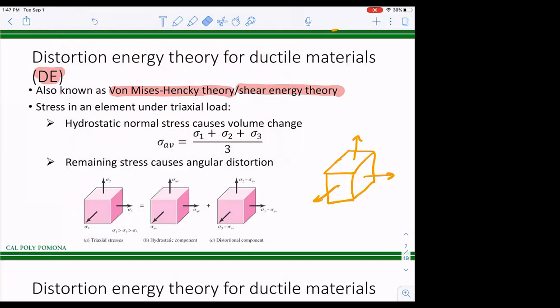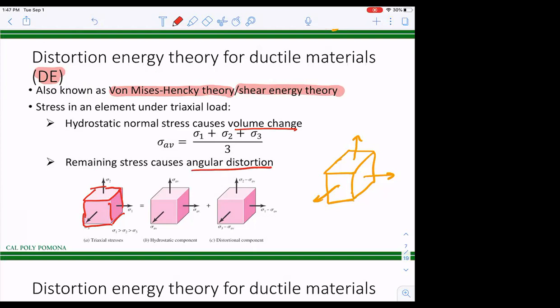Okay, so whenever you have triaxial loading, you're going to see two things. One, you're going to see an angular distortion. The box is not going to stay perfectly like this. It's going to get distorted because you just applied load, right? And also you're going to see a change in volume. So you're going to see two things. One is the change in volume. The other is the angular distortion.